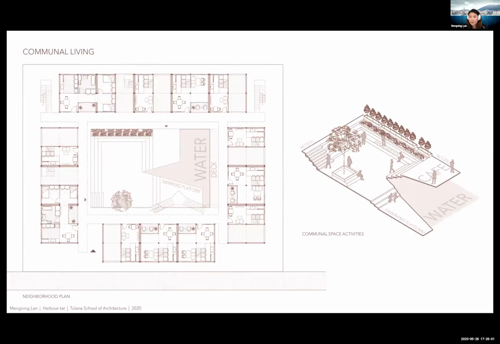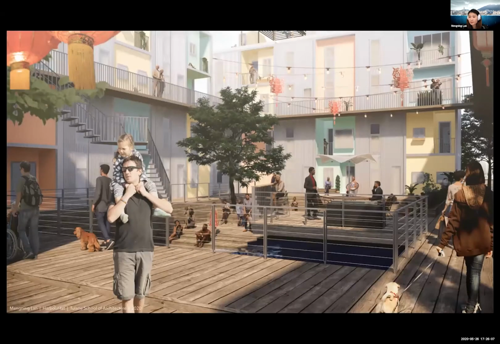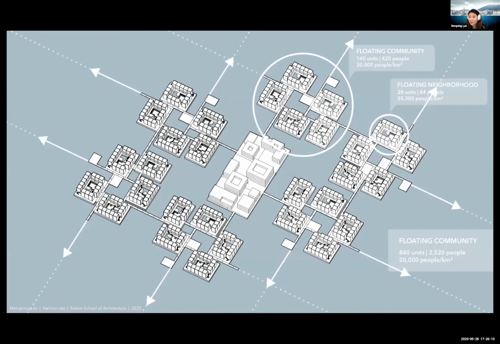This is one neighborhood with 28 units and a communal courtyard in the middle. This is showing how the community grows. Each community includes 5 neighborhoods with a water plaza in the middle and a dock on the end. Between the residential communities, there will be public facilities serving the surrounding residents. And this strategy will reduce the population density to about 20,000 people per square kilometer.